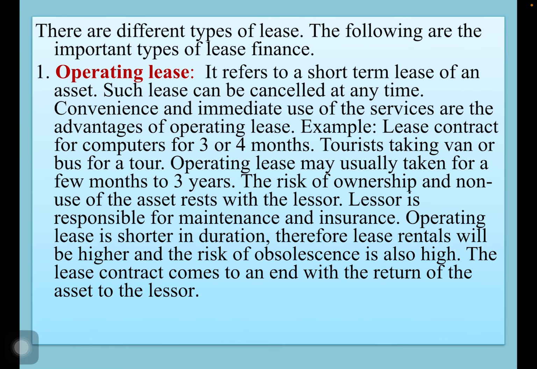Convenience and immediate use of services are the advantages of operating lease. Example, lease contract for computers for 2 to 3 months, tourists taking van or bus for a tour. Operating lease may be usually taken for a few months to 3 years. The risk of ownership and non-use of asset rests with the lessor.